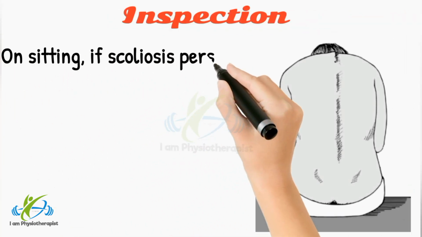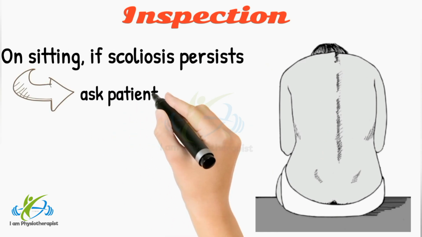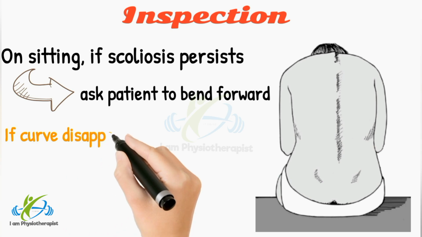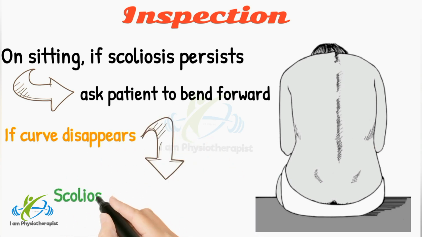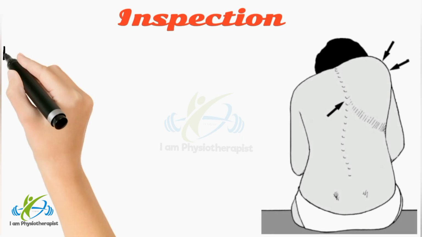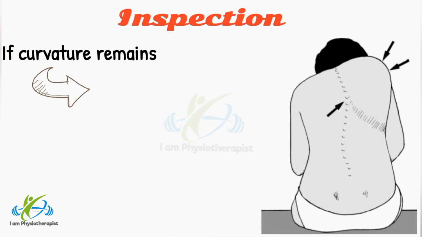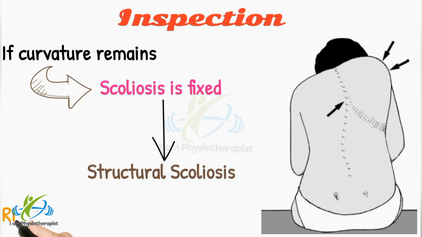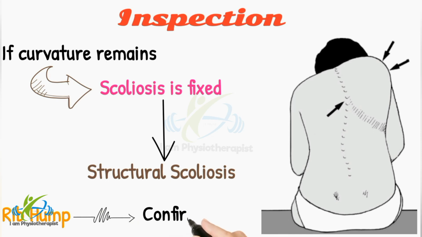If, on sitting, the scoliosis persists, ask the patient to bend forward. If the curve disappears, this suggests that it is quite mobile, and most likely to be postural in origin. If the curvature remains, this suggests that the scoliosis is fixed, which is known as structural scoliosis. If a rib hump is present, this confirms the diagnosis.